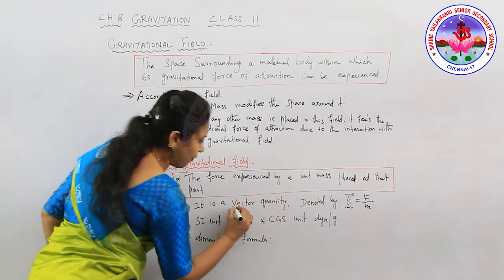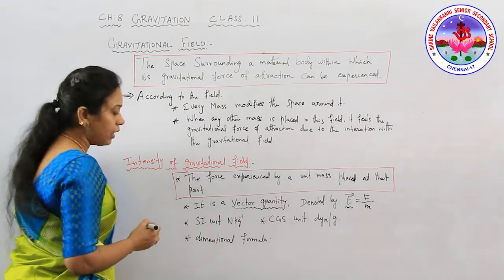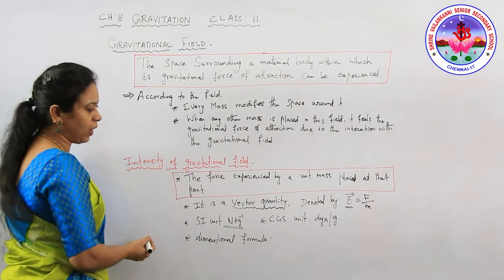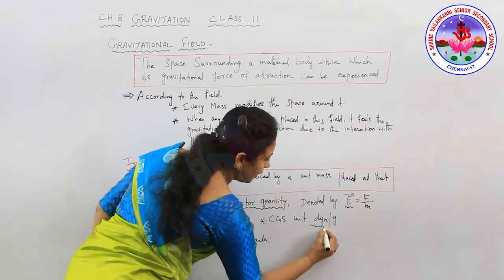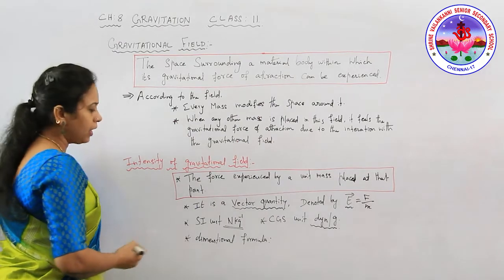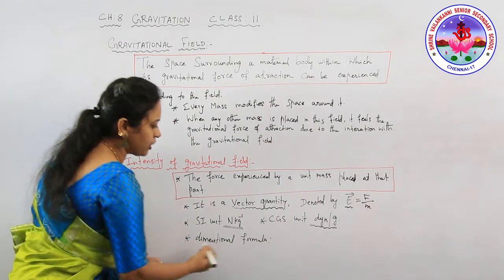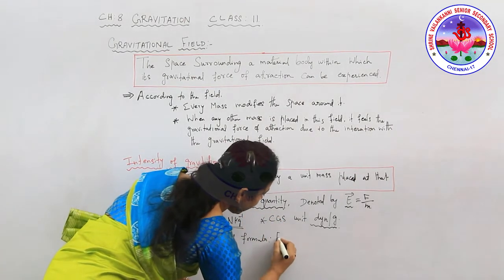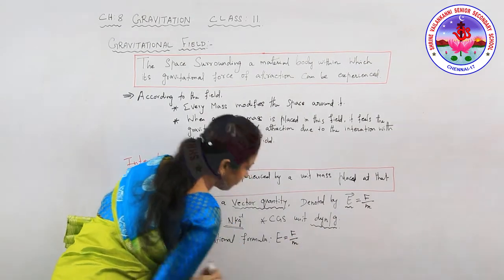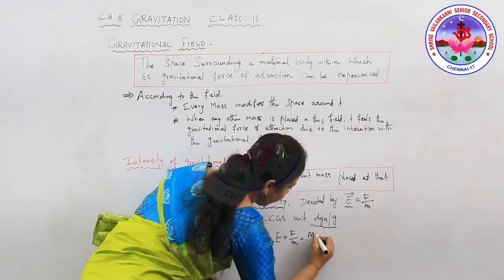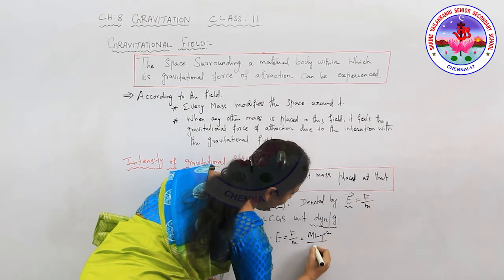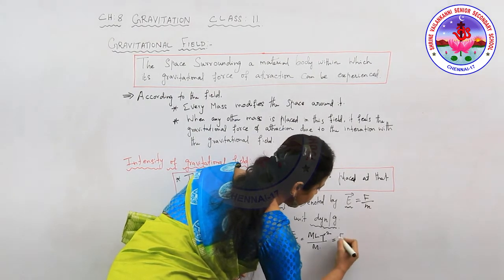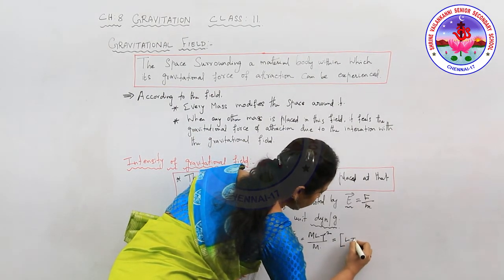It is a vector quantity and the SI unit is Newton per kilogram, or Newton kilogram power minus 1. The CGS unit is dyne per gram. The dimensional formula for the intensity of the gravitational field: E is equal to F by M. For the force we can give MLT power minus 2, whole divided by M. So this M will get cancelled out, then with the help of this bracket you get LT power minus 2.